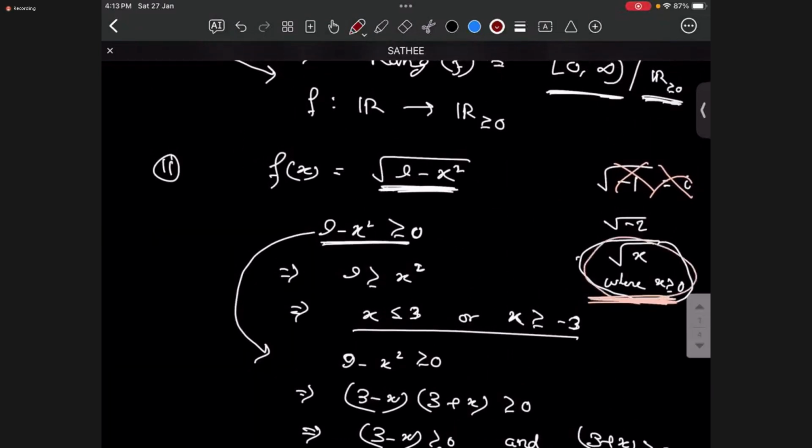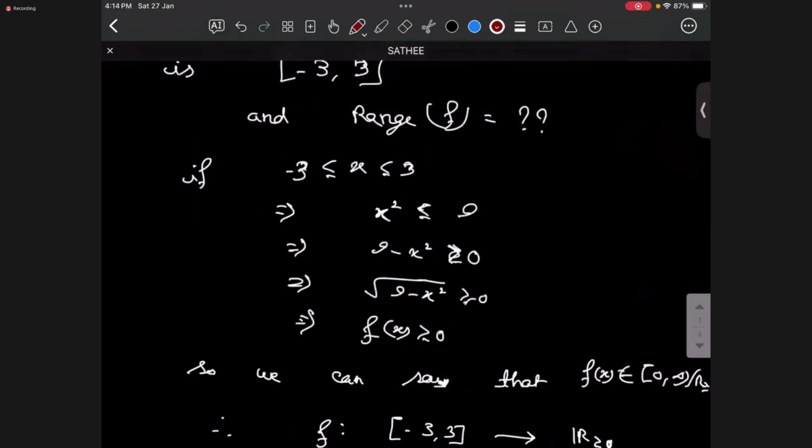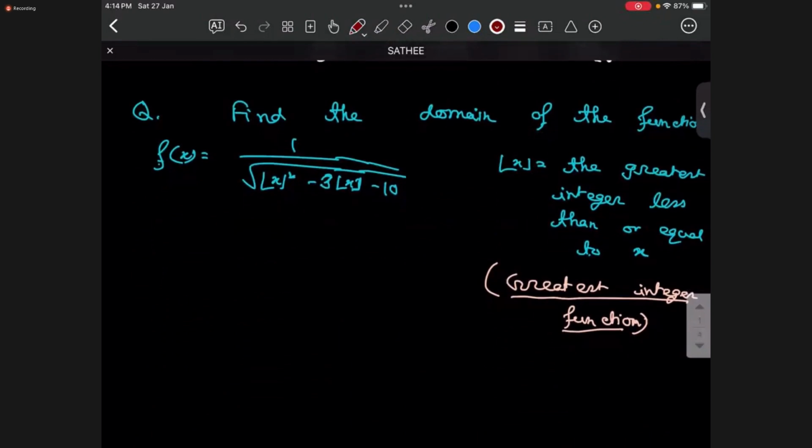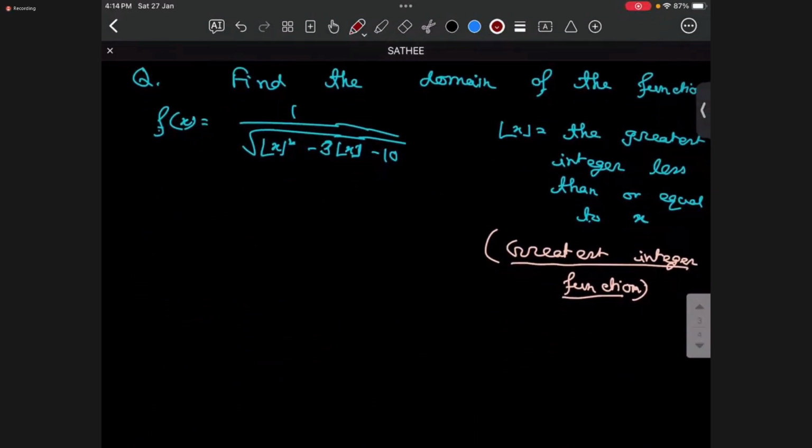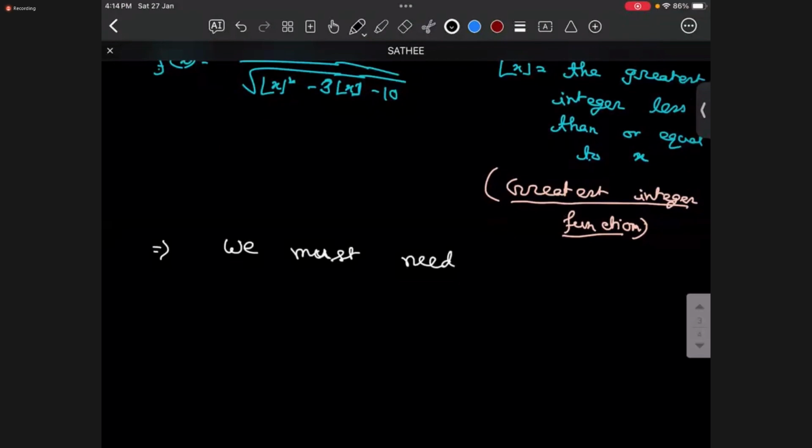we must take this condition: whatever is inside the square root should be some number which is greater than or equal to 0. So in this case, to find the domain of this function, we need the condition box x square minus 3 box x minus 10 should be greater than or equal to 0.